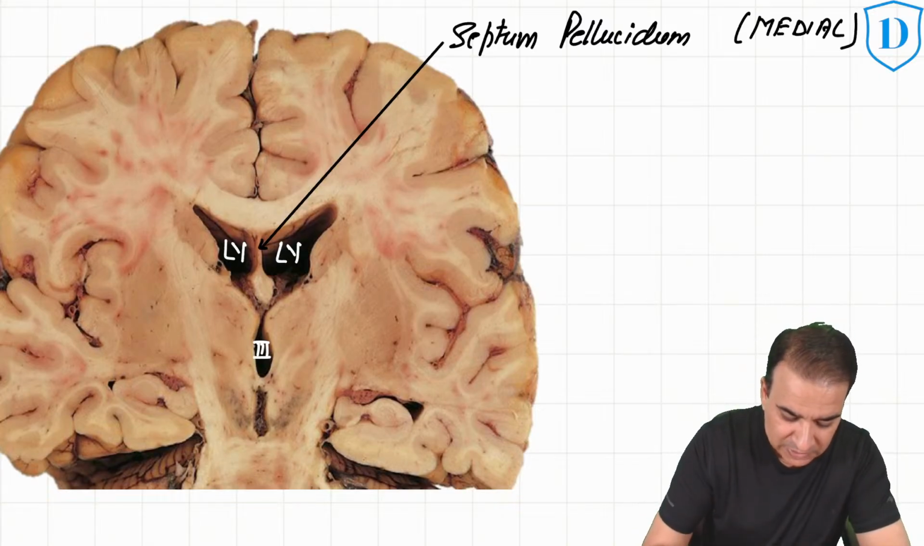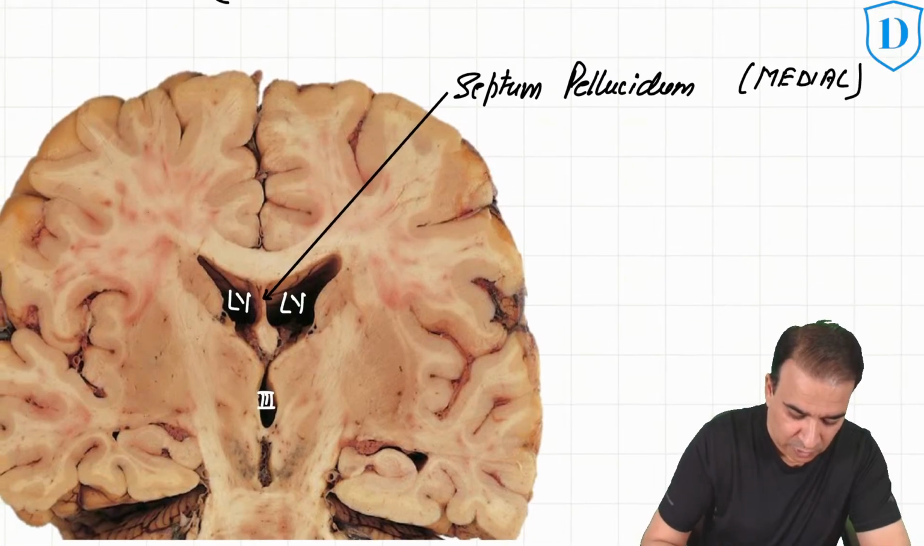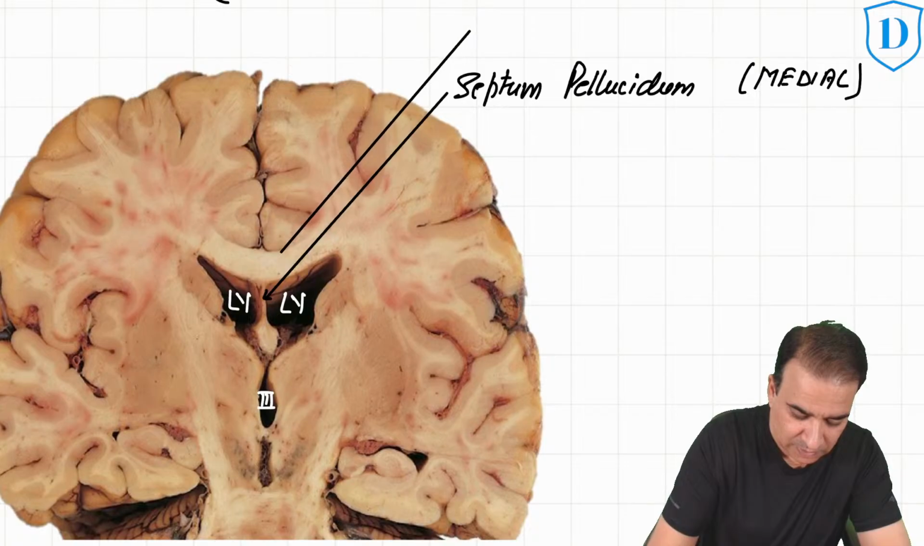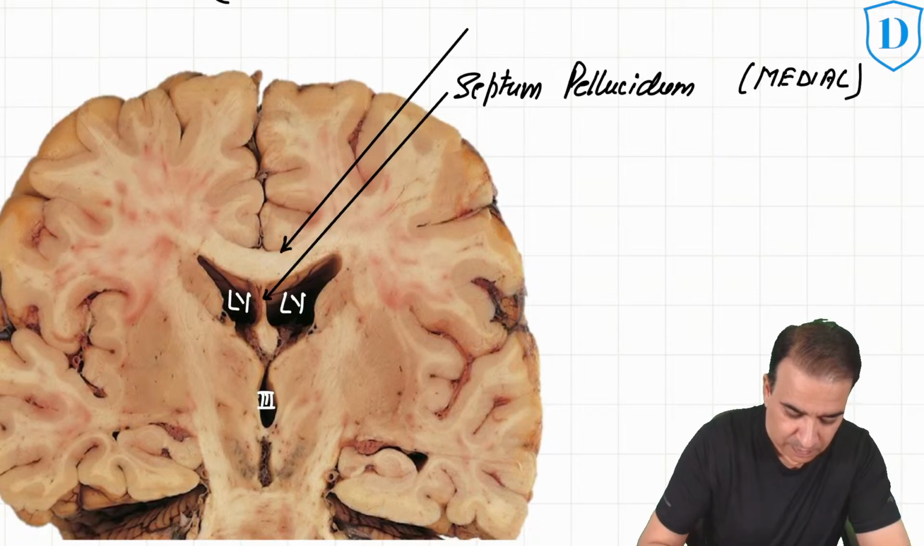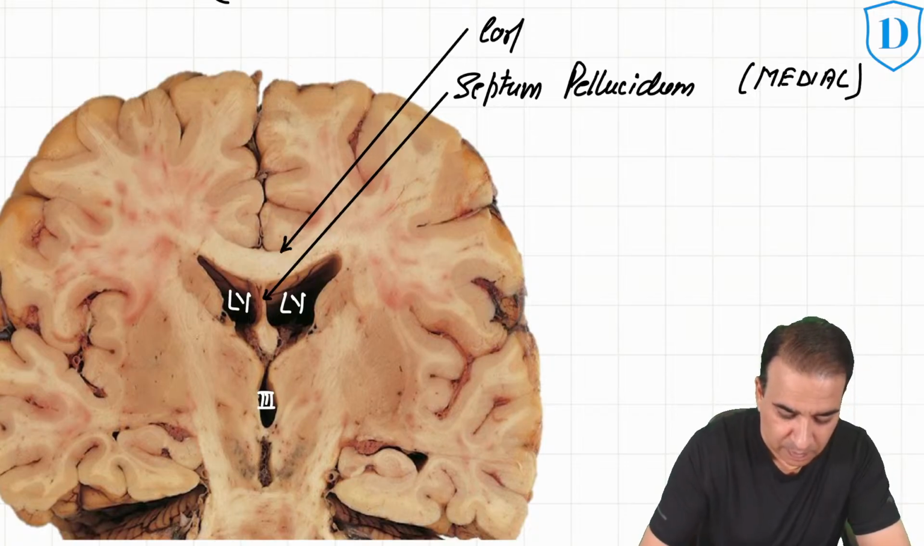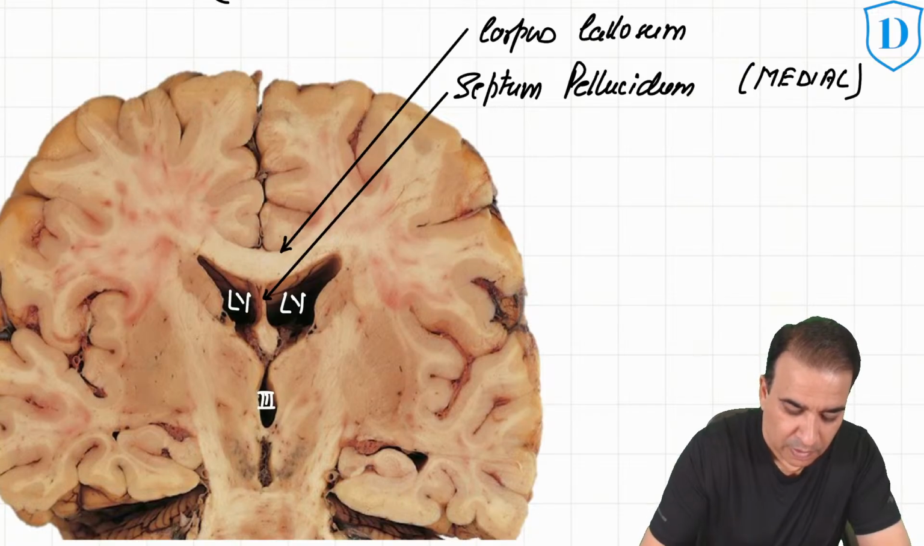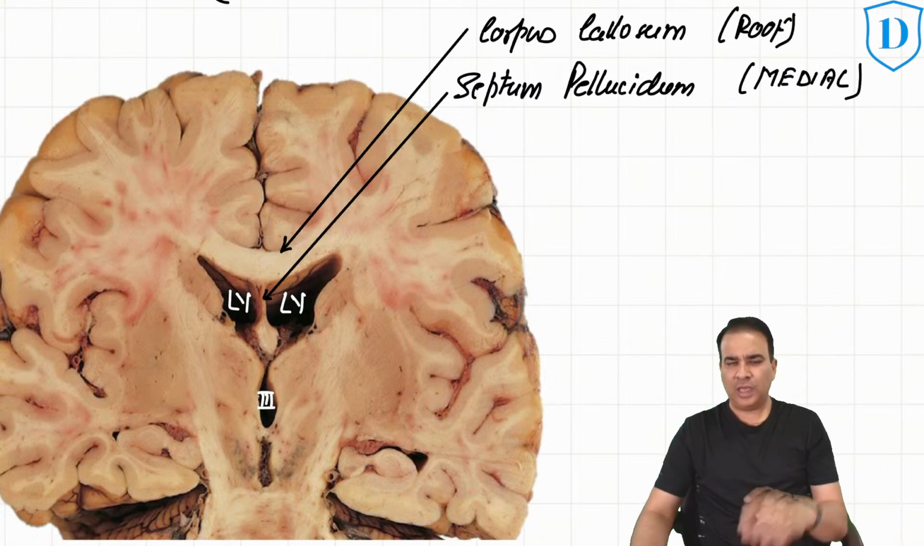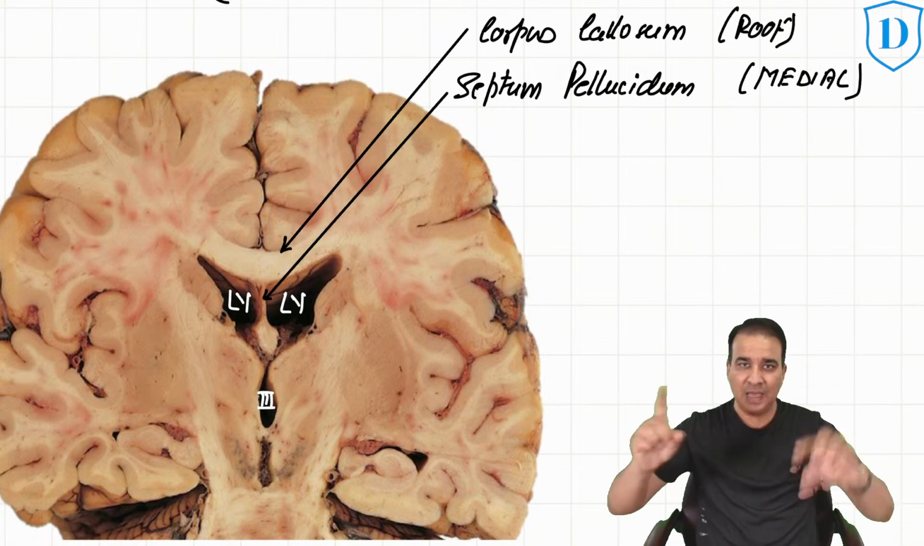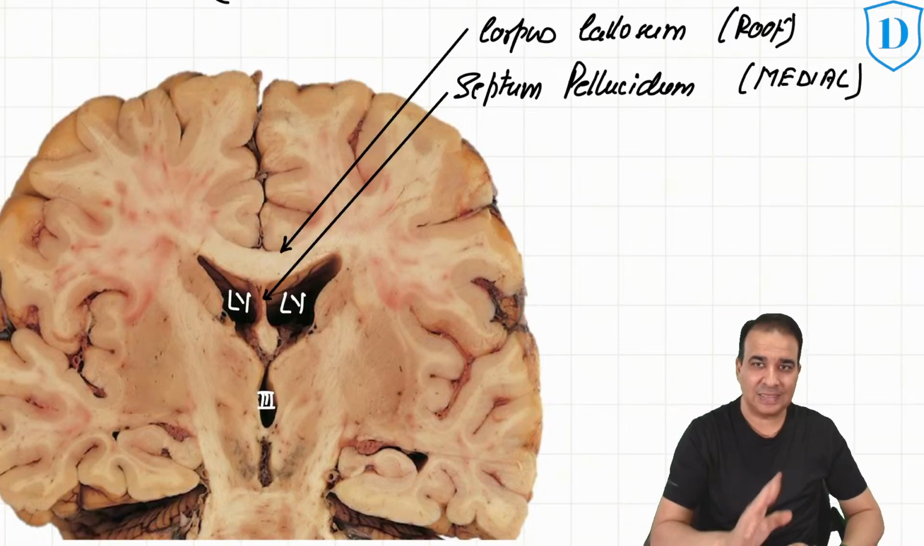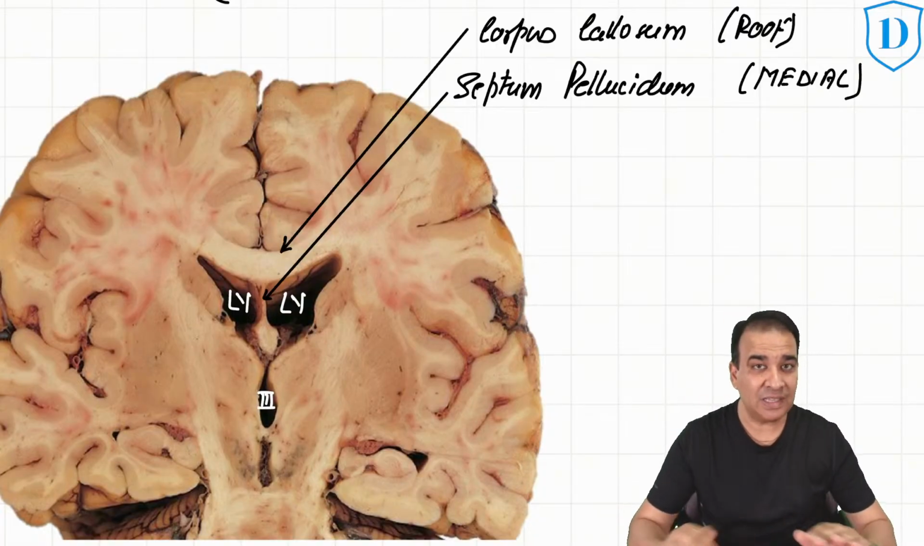Then corpus callosum is present in the roof. This is the corpus callosum that is present in the roof. Let's go a little higher up here. That is corpus callosum. Corpus callosum is present in the roof area. So one major structure is in the roof, that is corpus callosum. One major structure is in the medial wall, that is septum pellucidum. And rest everything is present in the floor.